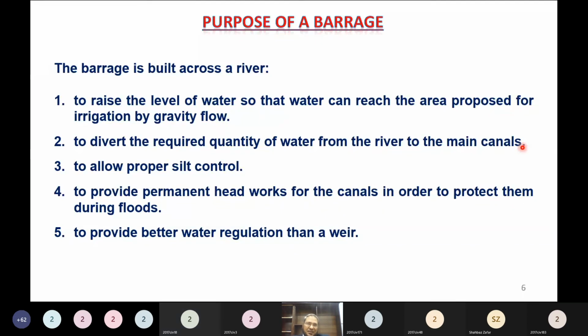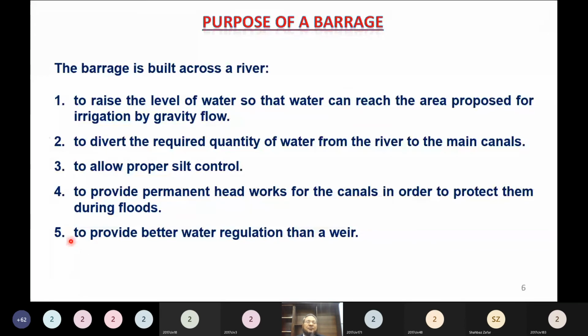Those heavy silt particles, in which there are sand particles, there may be gravel particles, those will enter into the canal, and what will happen? The slope of the canal is not such that it can transport those sediments downstream. So those will settle down, and the cross-section of the canal will be silted up.